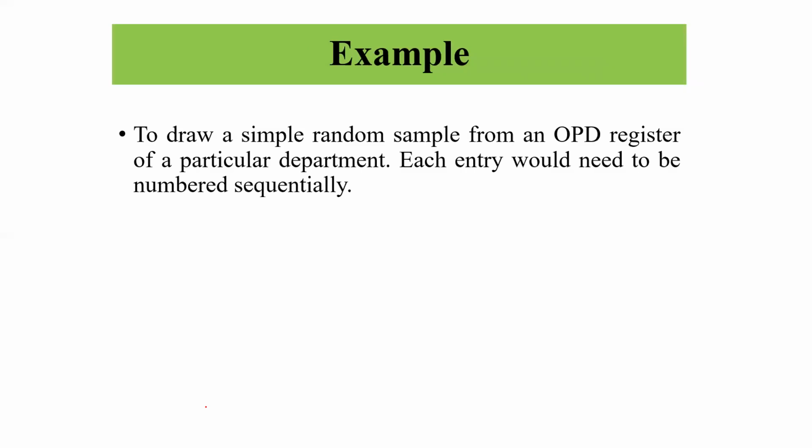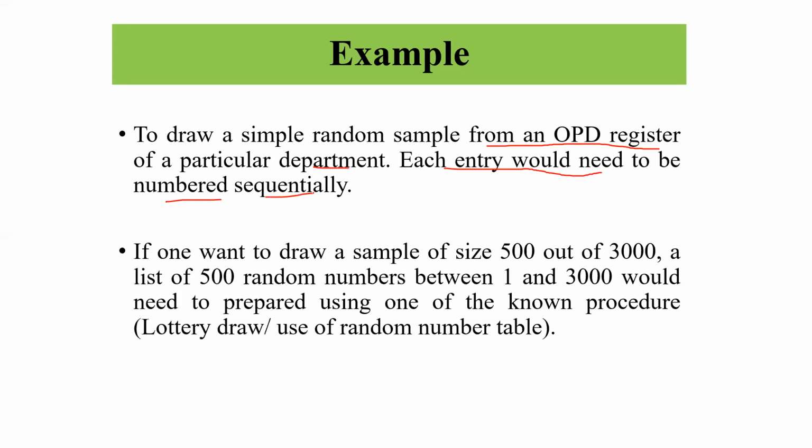For example, to draw a simple random sample from an OPD register of a particular department, each entry would need to be numbered sequentially. Then, if one wants to draw a sample of size 500 out of 3000, a list of 500 random numbers between 1 and 3000 would need to be prepared using one of the known procedures, which is known as the lottery draw method or use of a random number table.